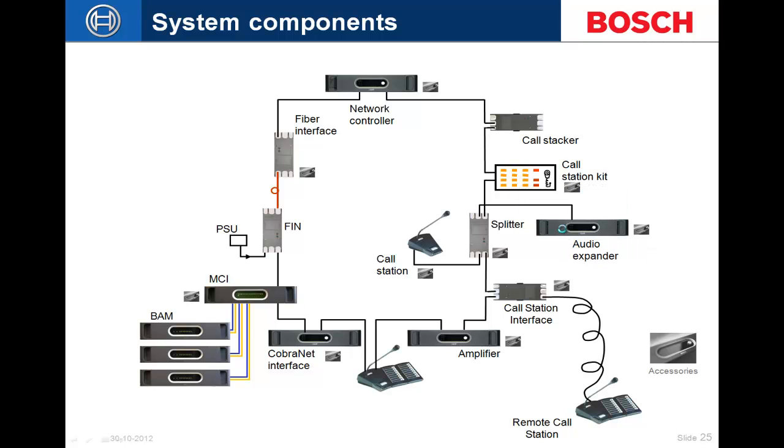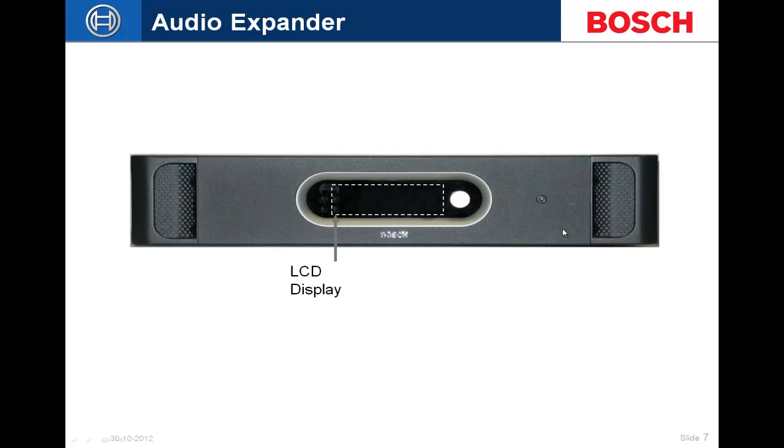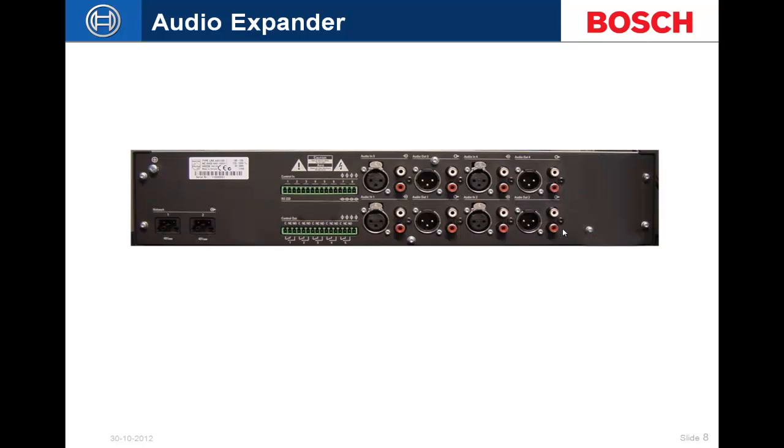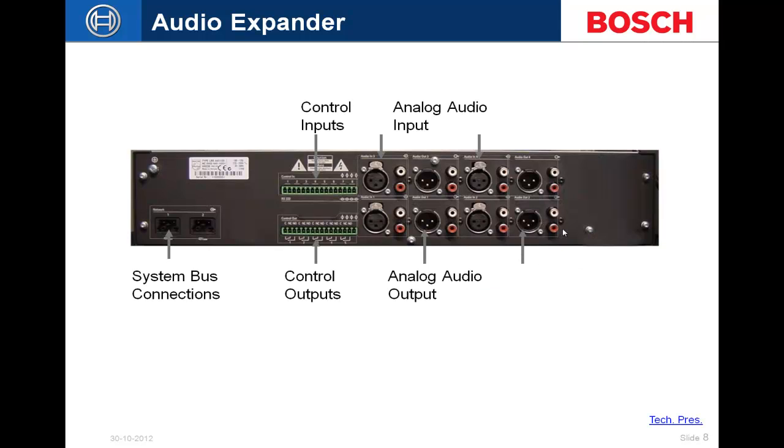Audio expander essentially is an expansion unit. It has the same audio inputs and outputs as the network controller. However, it does not have the TCP/IP input, nor does it have the front-mounted speaker mounted within it. It is just an expansion module, which is going to get you the control inputs, control outputs, analog inputs, and analog outputs. That's 4 in and 4 out, again in RCA and XLR.